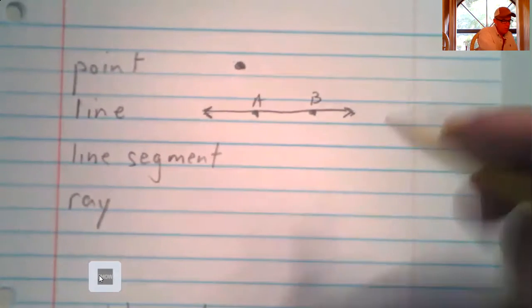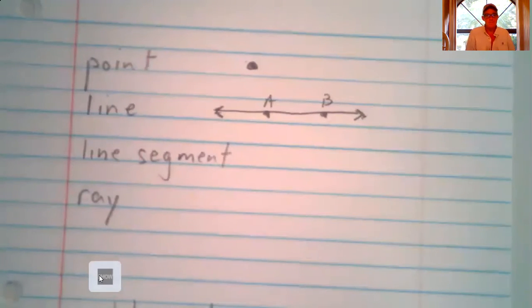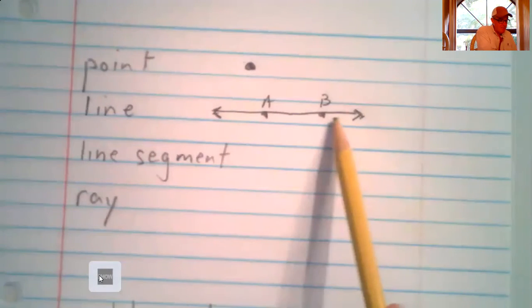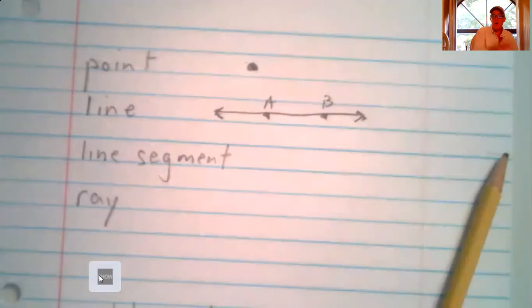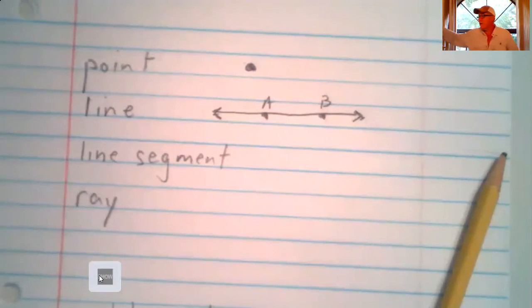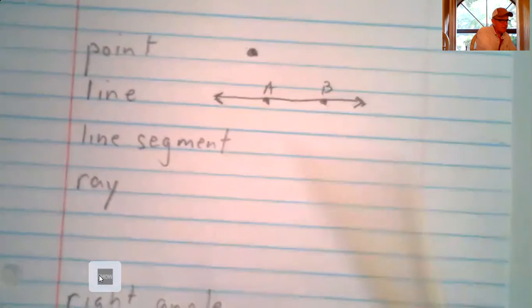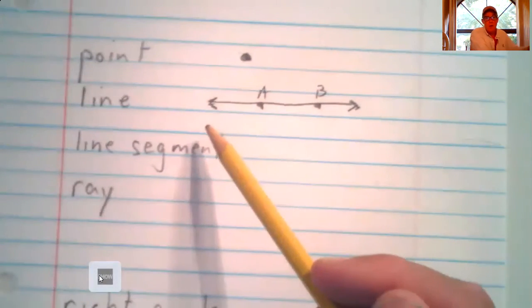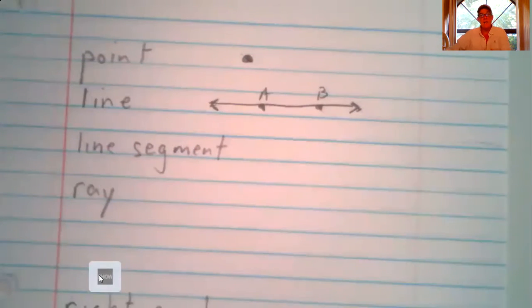And you say, well, why do we need those arrows at the end in order to make it a line? These arrows are telling me that after B right here, it goes on and on and on forever. And then the arrow right here tells me this goes on and on forever. It never stops. So a line never stops. The arrow is like your go button. It keeps going and going and going.